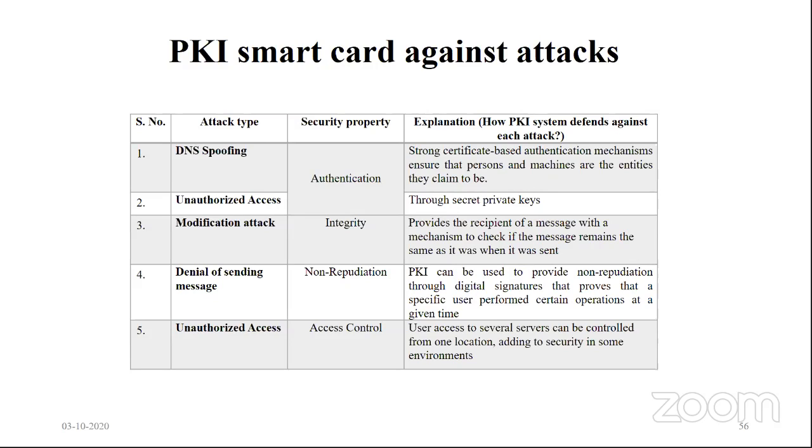So once it was done, we made an analysis of the possible attack types and how the scheme that we embedded on the card fights against these attacks. Starting with DNS spoofing, because we can rely on certificate-based mechanisms, in that case, the attacking machines cannot pretend to be genuine ones. And to prevent unauthorized access, we relied on the PINs and the private keys as well, that were generated automatically.